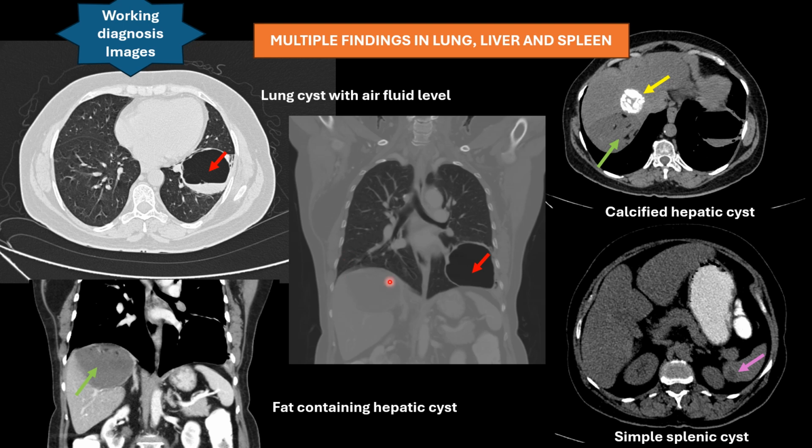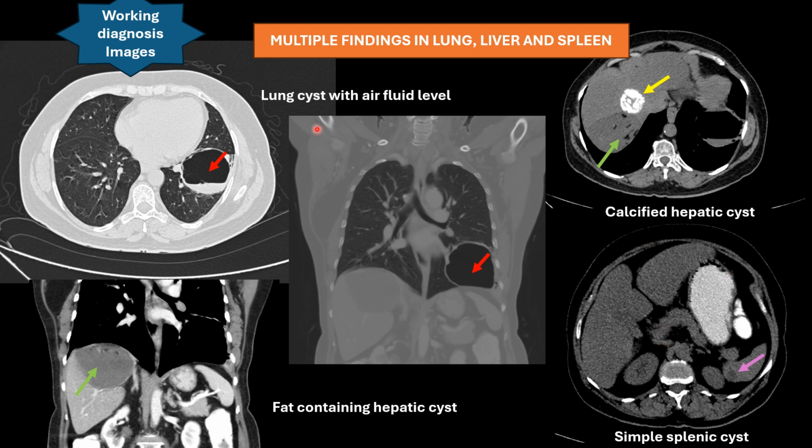So I've just summarized the images here. There is a lung cyst with air fluid level which is seen here. Then there's a fat containing hepatic cyst. Can we see the fat which is seen in the superiormost part of the cyst? So there's a fat containing hepatic cyst, and there's a calcified hepatic cyst which is present here, and there is a cyst which is seen in the spleen. So these are the images that we have.